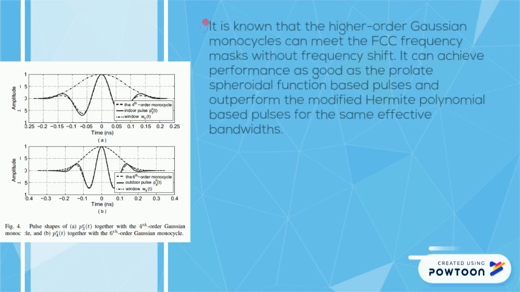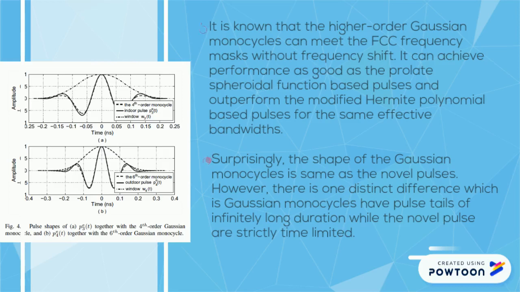Generally, we know that the higher order Gaussian monocycles can meet the FCC frequency mask without frequency shift. It can be as good as the prolate spheroidal and outperform the modified Hermite polynomial-based pulses with the same bandwidth. Surprisingly, the shape of these Gaussian monocycles is the same as the novel pulses that we are discussing right now.